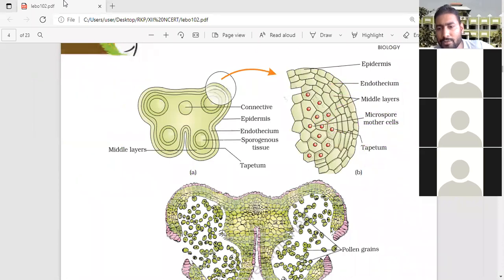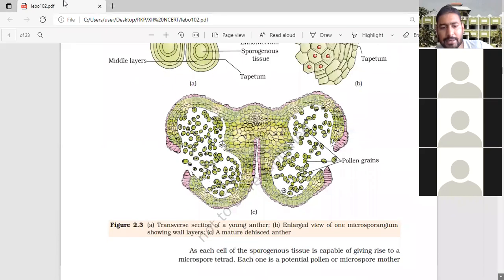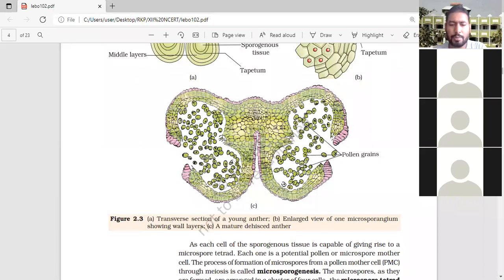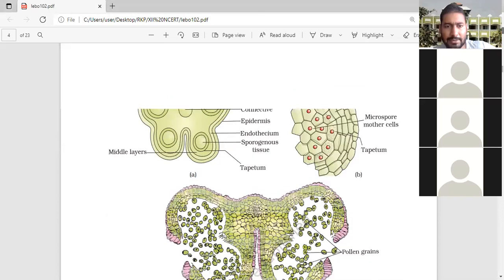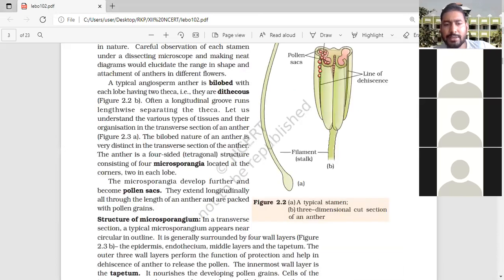Now look at the structure again. They have given this C, that is the mature dehisced anther. Dehisced means they release their pollen grains. This is called the pollen sac, and the pollen sacs are filled with pollen grains. Here one sac, two sacs, and here two sacs, three sacs, and four sacs. So four are found in the structure. If the structure is clear and you read that sentence, your concept will be clear. So now we are going to read that.